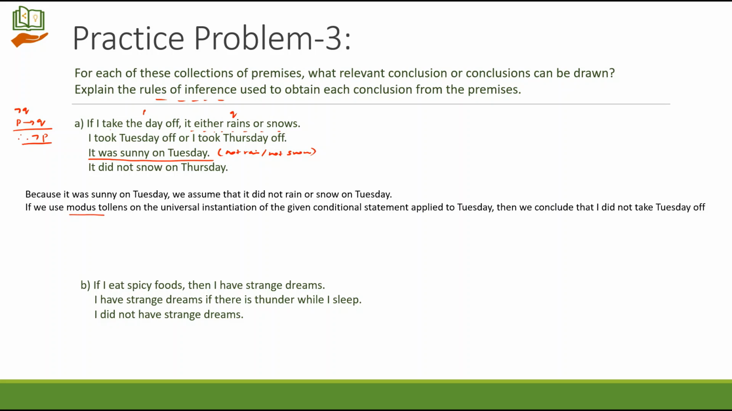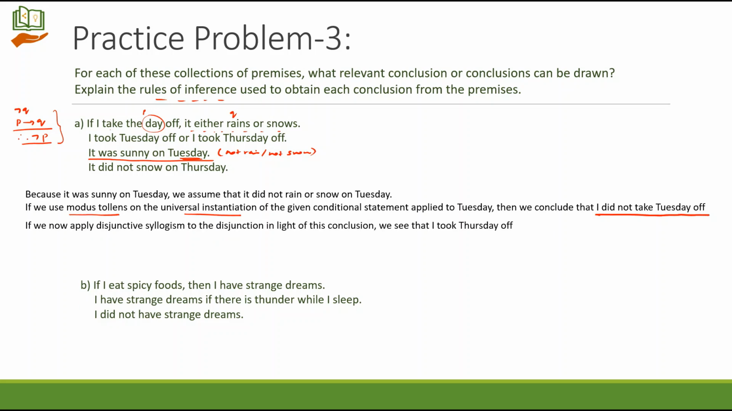So if we use Modus Tollens, along with universal instantiation, why do we use universal instantiation? Because here they are talking about the day, but here it is specific to Tuesday we are saying. So in that aspect, universal instantiation is applied on the conditional statement with Tuesday. Then we conclude I did not take Tuesday off. So this is one conclusion we can take.